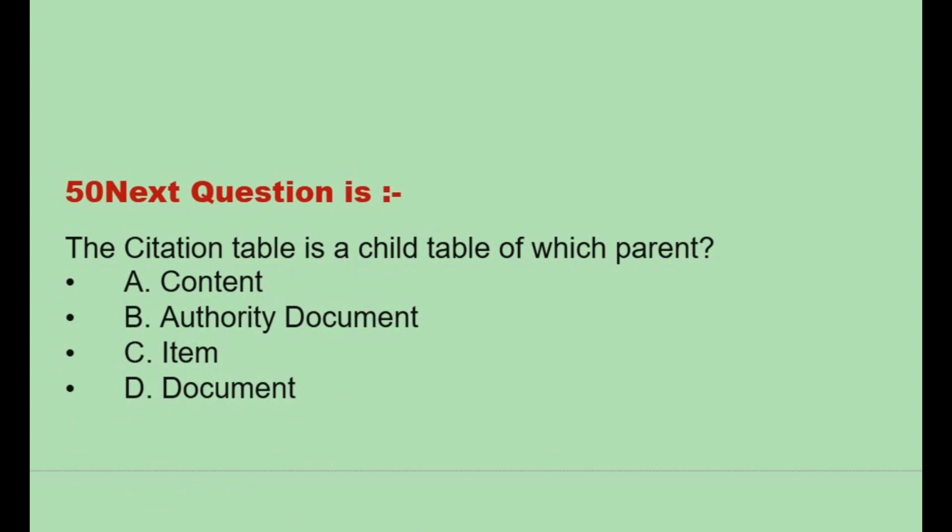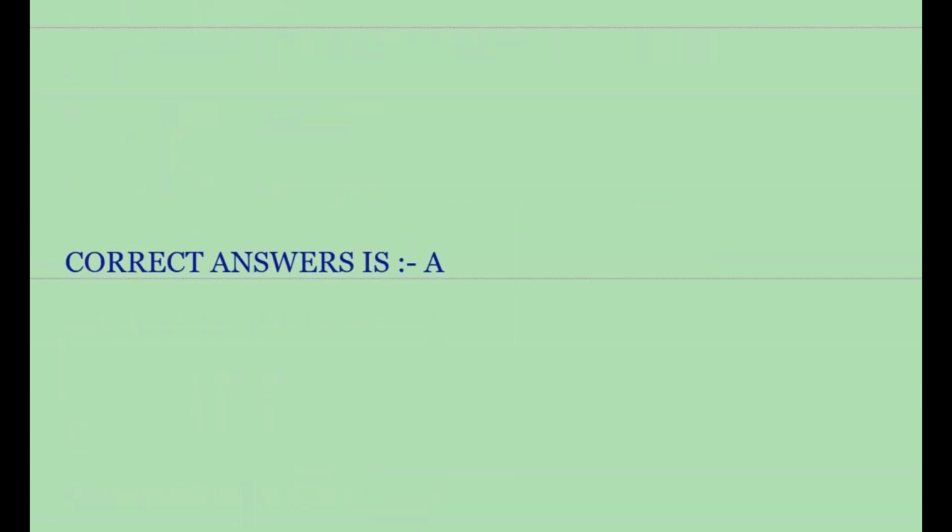Question is, the citation table is a child table of which parent? Option A, content. Option B, authority document. Option C, item. Option D, document. Correct answer is option A.